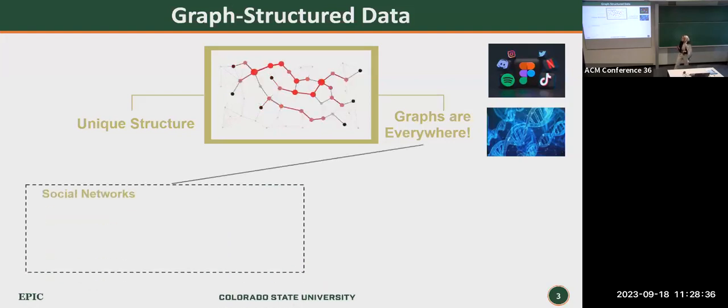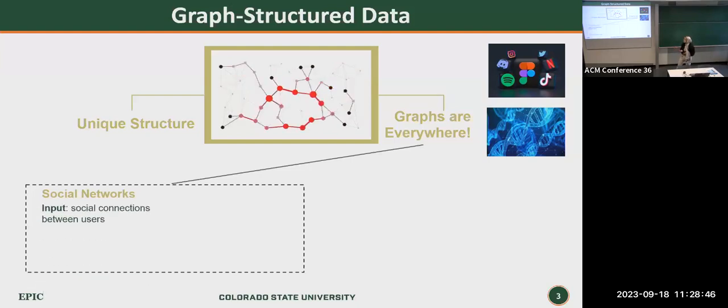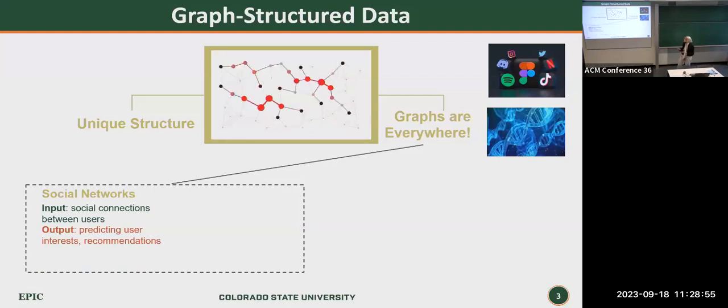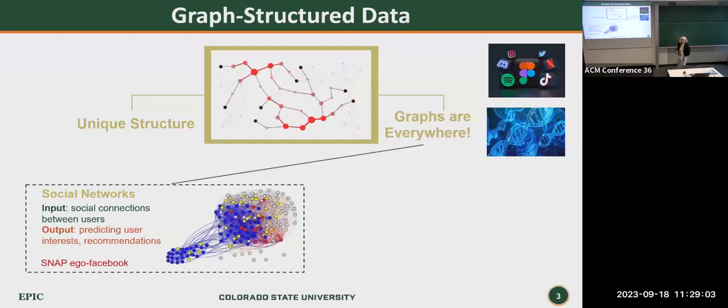To give you a more in-depth sense of why we need to process graph data, if we focus specifically on social networks, we would usually have as input a graph that represents the social connections between users. Think of Facebook, for example, and we would want to use this data to predict user interest, to give them certain recommendations or show them certain ads that they might be interested in. This is just an example data set from SNAP ego-Facebook, to give you a sense of how complex and large graphs can be.